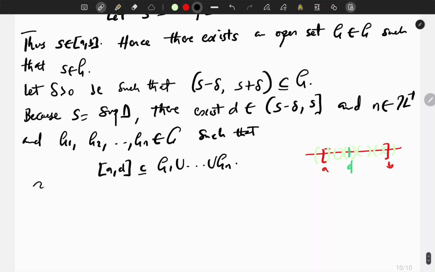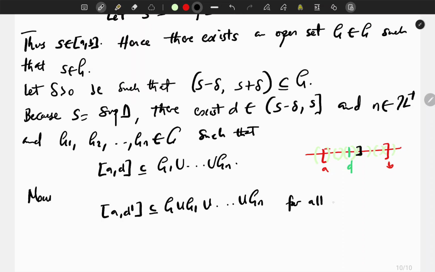So the trick is that now A, D prime is a subset of G. So we include G, another subcover, such that it's going to cover another point, maybe down here. So G, G1, Gn for all D prime that belongs to S, delta. So this to the right point of our X. Okay.